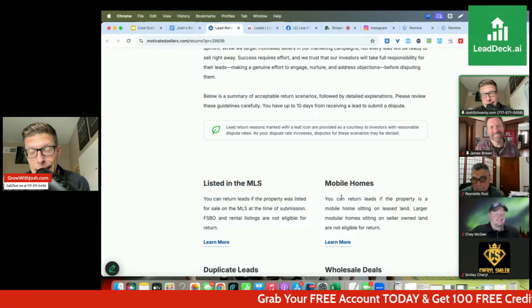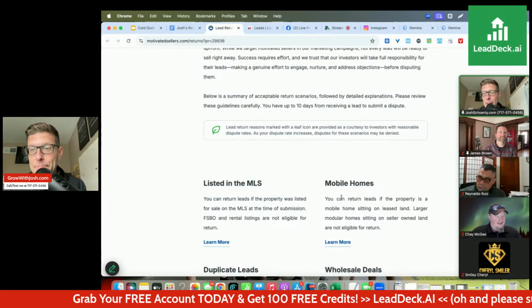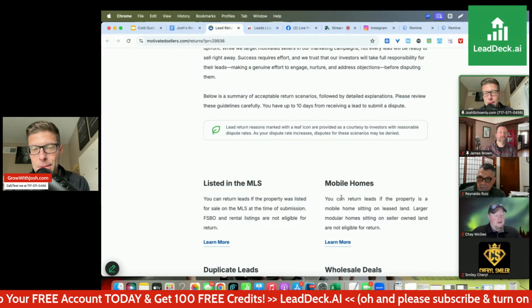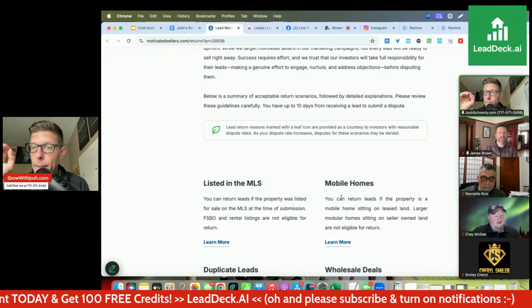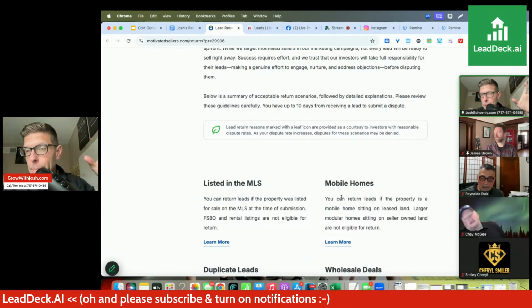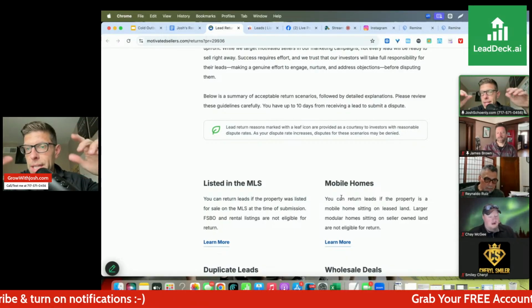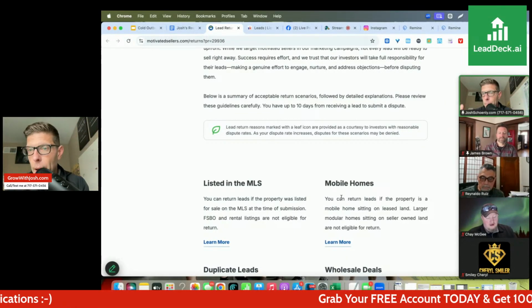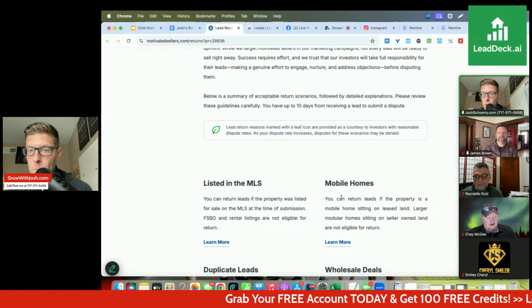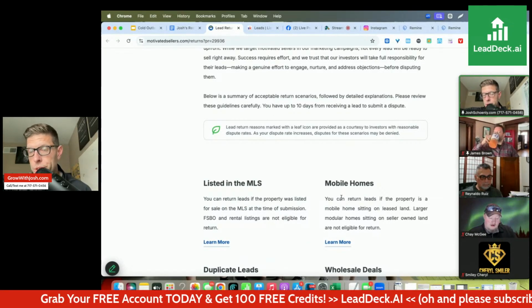I mean, I don't know what to tell you. I pay them enough money, right? Their leads are expensive, but all I have to do is say dispute, and I'll take a screenshot in the MLS or even Zillow, whatever shows that this is a mobile home on leased land. I upload it, and usually within 24 hours or less, they'll just credit it back to your account so you can reuse the money.